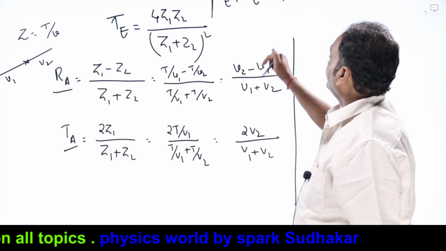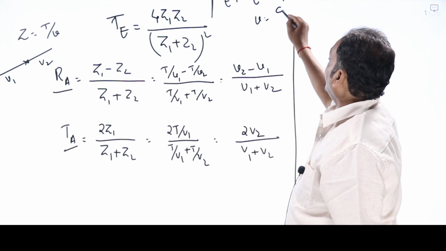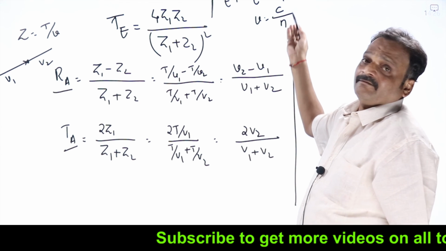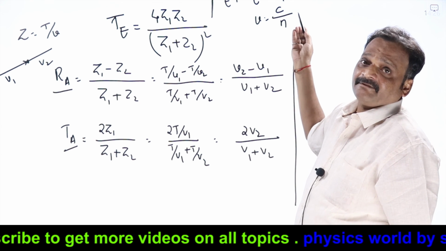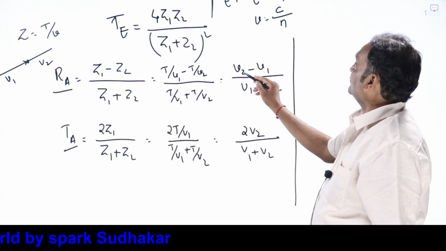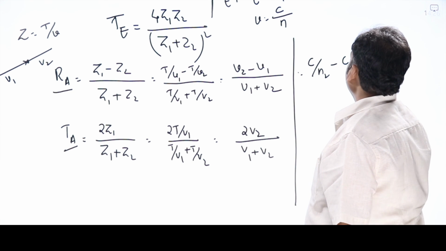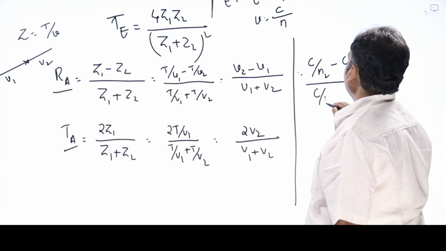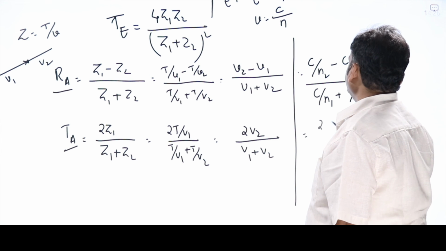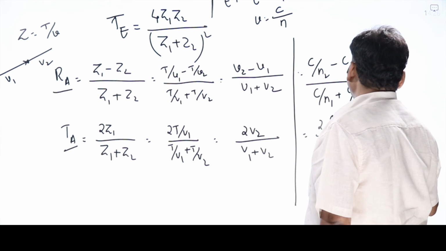Now, in general, what is the expression for velocity? Velocity of any wave equals velocity of light in free space divided by the refractive index of the medium. What is the general refractive index formula? Velocity of light in free space by velocity of light in the medium gives the refractive index, so V equals C by N. C is constant here, so V2 can be written as C by N2. So (C by N2 minus C by N1) by (C by N1 plus C by N2). This is also 2 into C by N2 by (C by N1 plus C by N2).